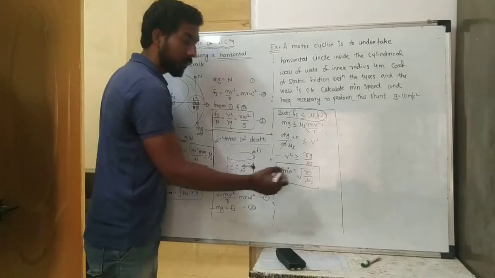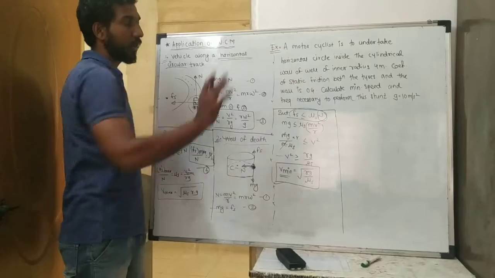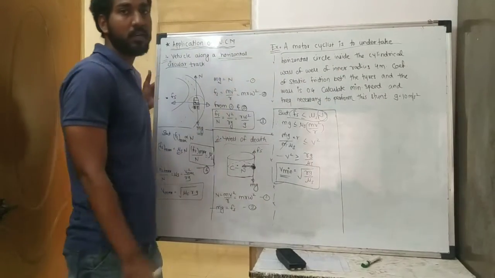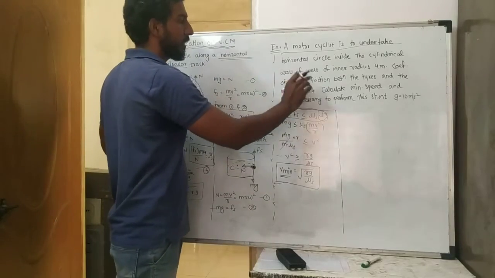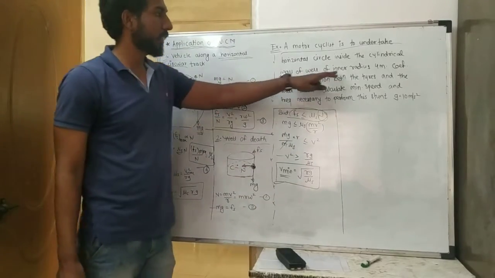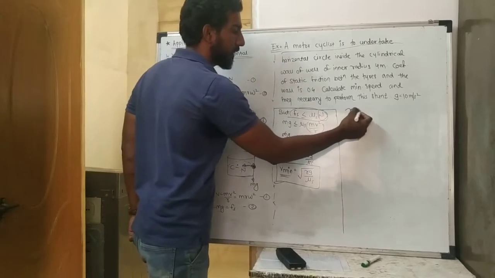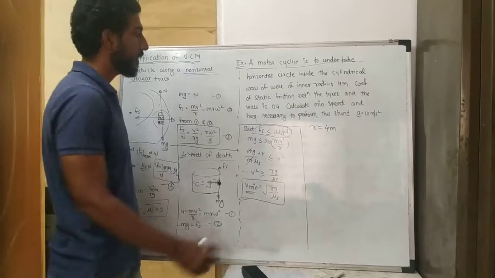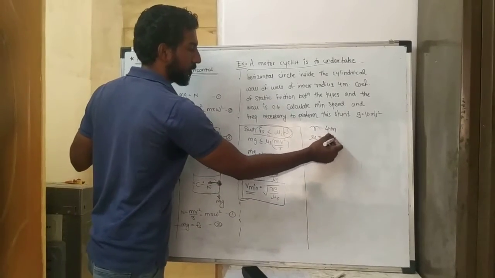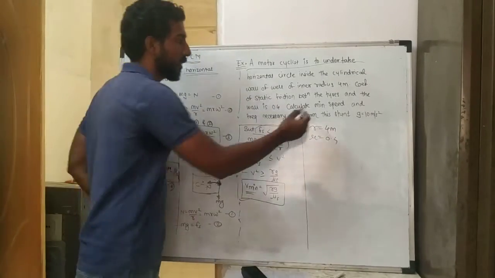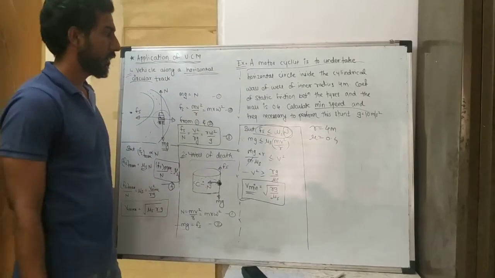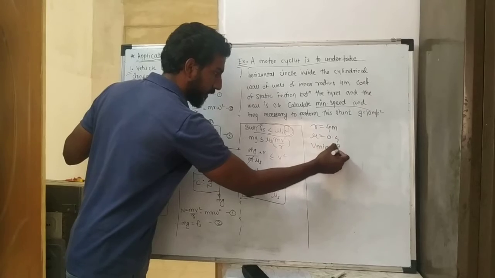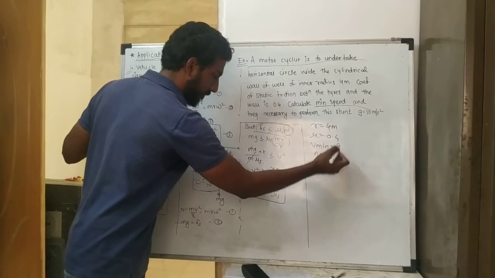On this topic we have one numerical. The numerical is: a motorcyclist is undertaking a horizontal circle inside the cylindrical wall of a well of inner radius 4 meter. The coefficient of static friction between tire and wall is 0.4. What is the minimum speed and frequency necessary? So the unknowns are v minimum and n minimum.